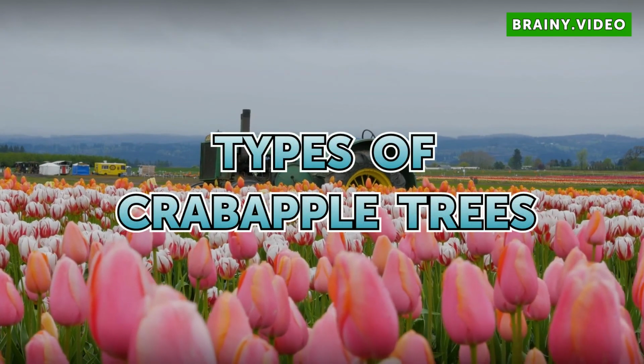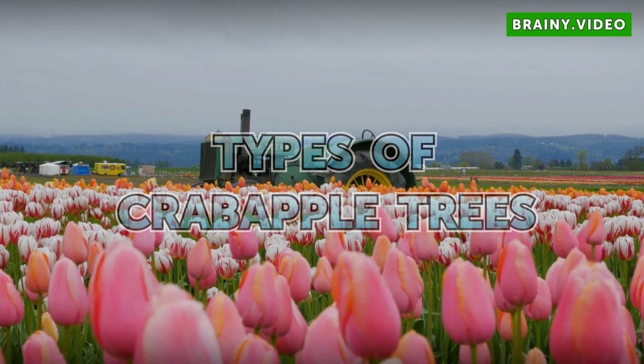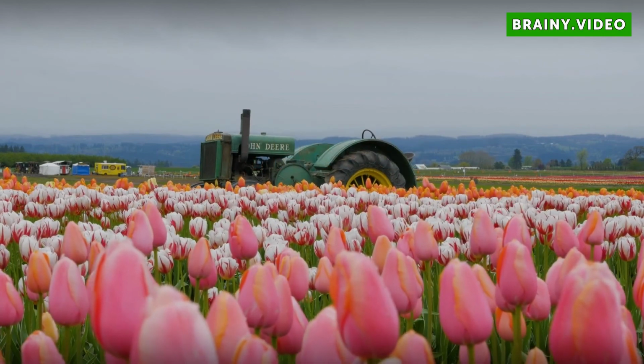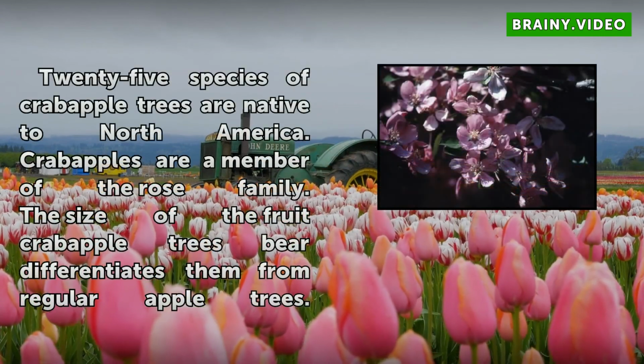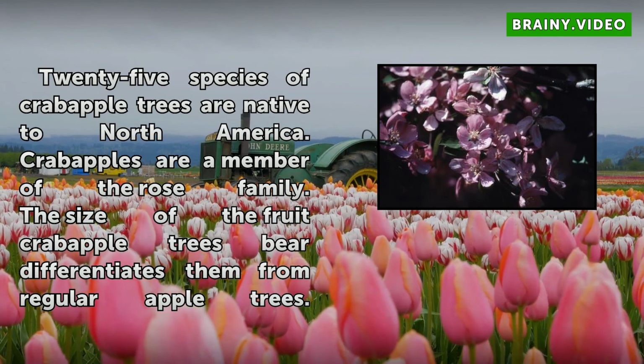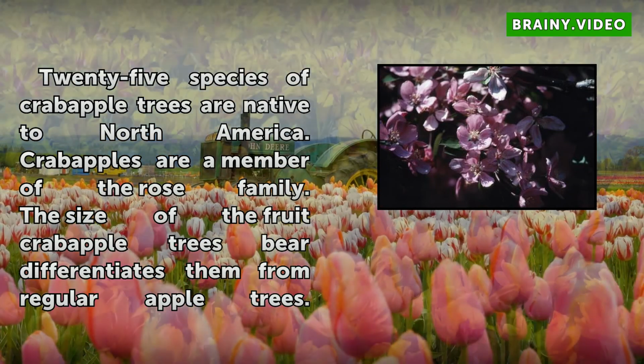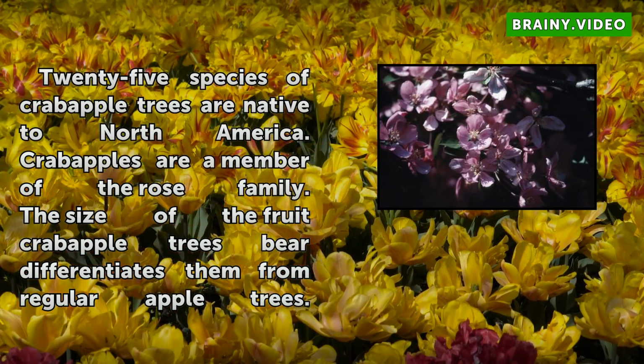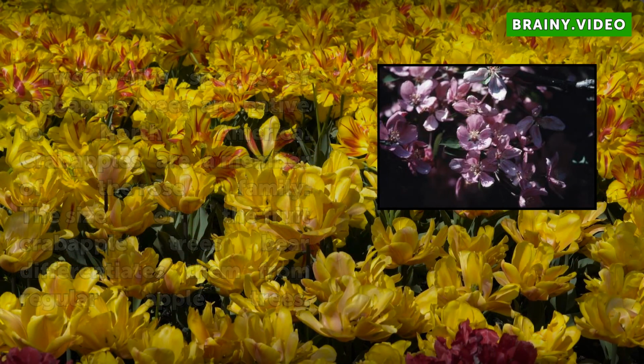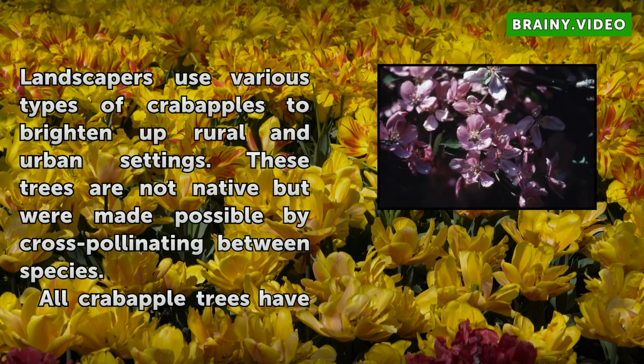Types of crabapple trees. 25 species of crabapple trees are native to North America. Crabapples are a member of the rose family. The size of the fruit differentiates crabapple trees from regular apple trees. Landscapers use various types of crabapples to brighten up rural and urban settings.